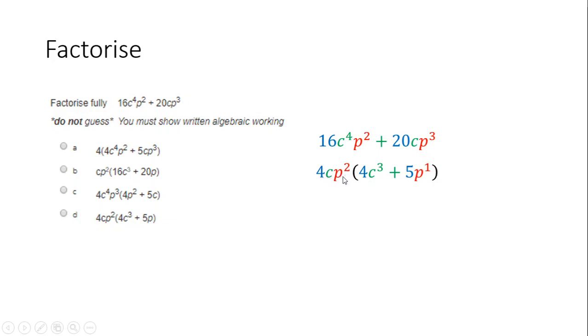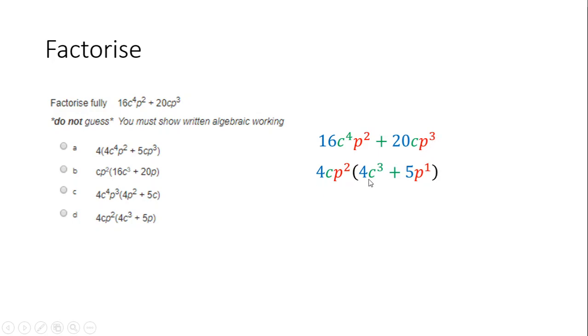That's my common factor, and I know I've done that right because if I were to multiply this through, I would have 4 times 4 makes this 16, c times c cubed makes c to the power of 4, and I've got my p squared here. So that's the first term. Checking the second term, I do 4 times 5 makes 20. C gives me the c that I need, and p squared times p to the power of 1 would make my p to the power of 3.